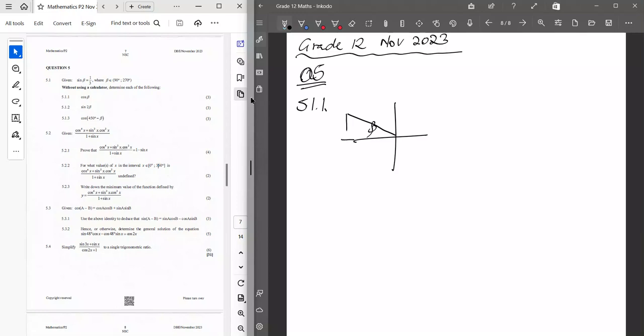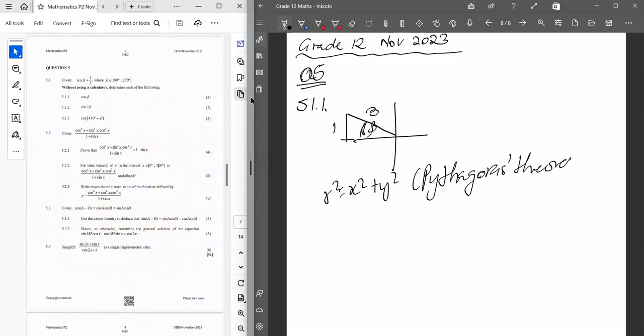What do you know about sine? You know that it is opposite over hypotenuse. This means the opposite is 1, and then the hypotenuse is 3. Okay, this is what you know. So we then need to say r squared equals x squared plus y squared. This is the theorem of Pythagoras. So our r is 3, our x is unknown, our y is 1, isn't it?